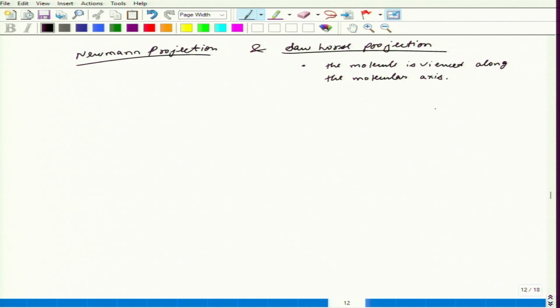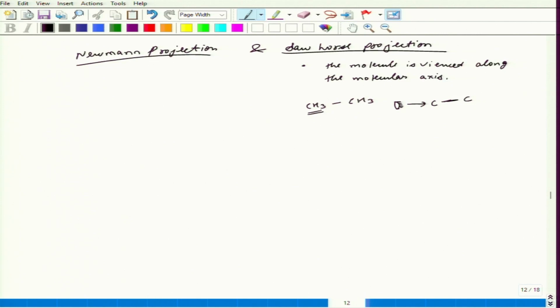So, what is this molecular axis? It is the C-C bond. Okay. So, this is the molecular axis, and my eye is here. In this direction we are seeing this molecule. So, how can this be represented in a 2D plane? There are two carbons in the ethane molecule.